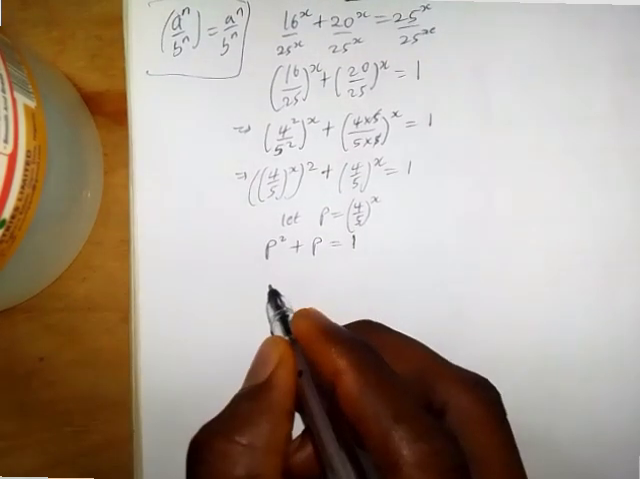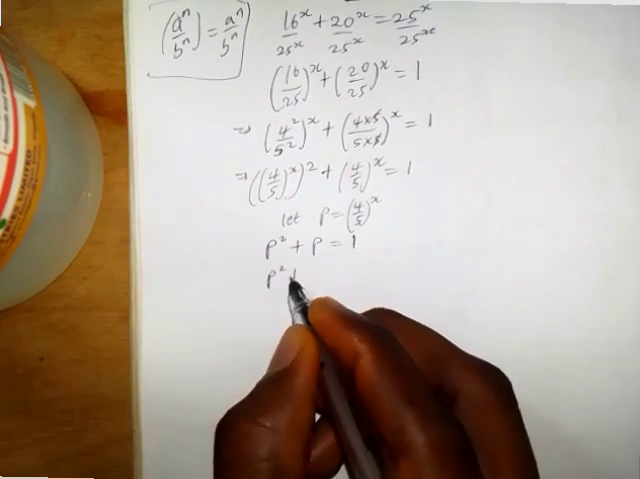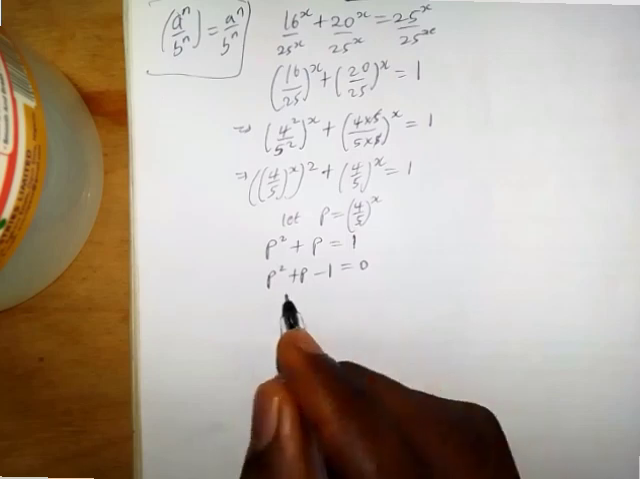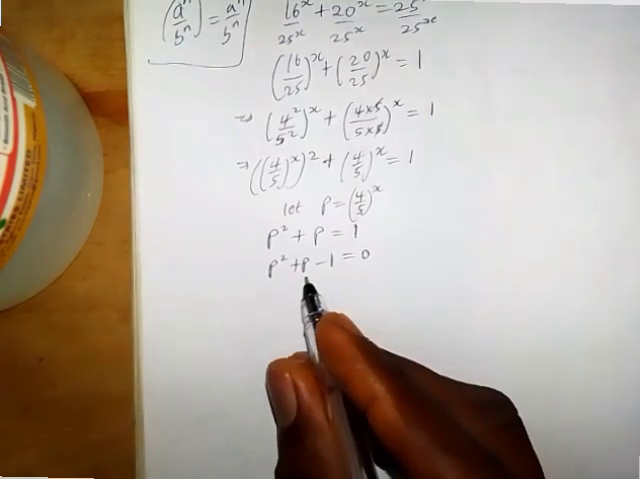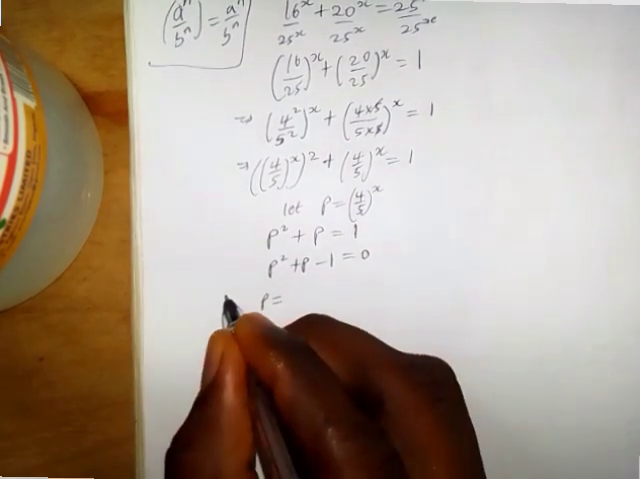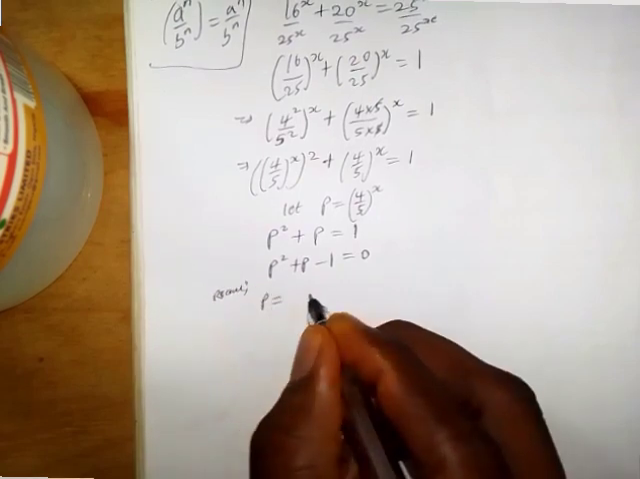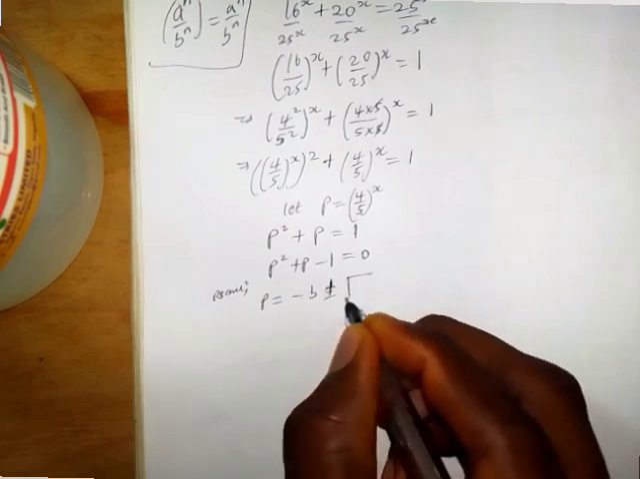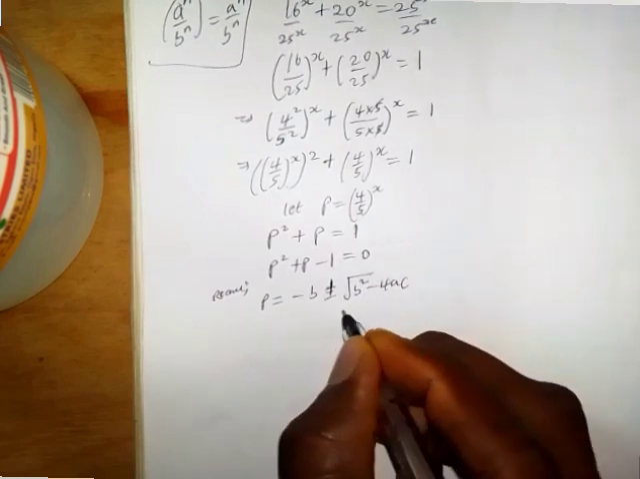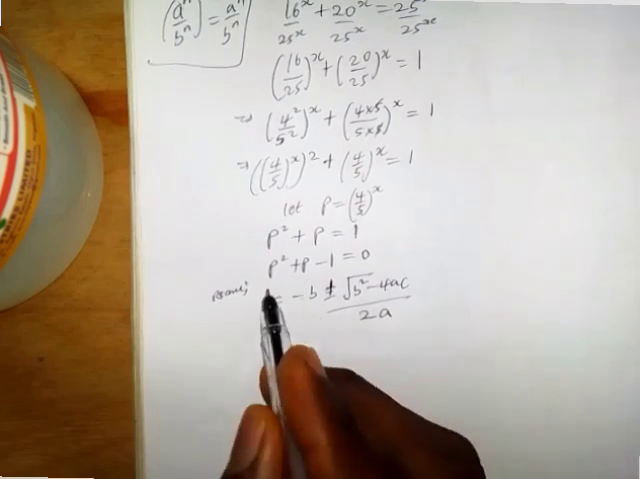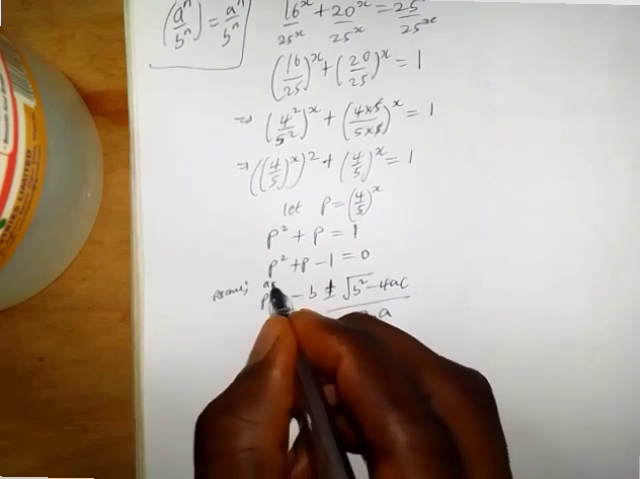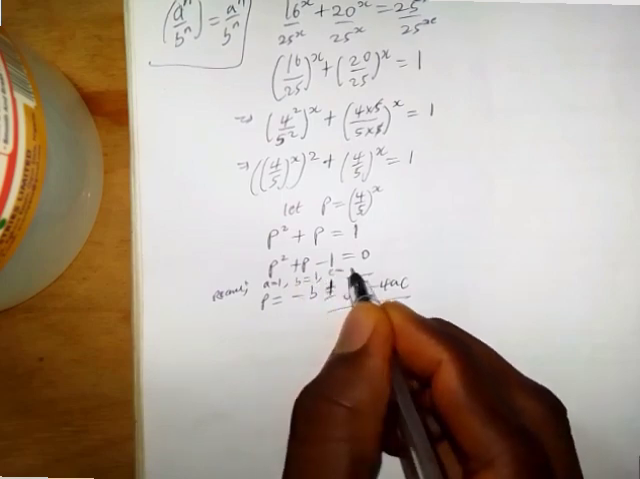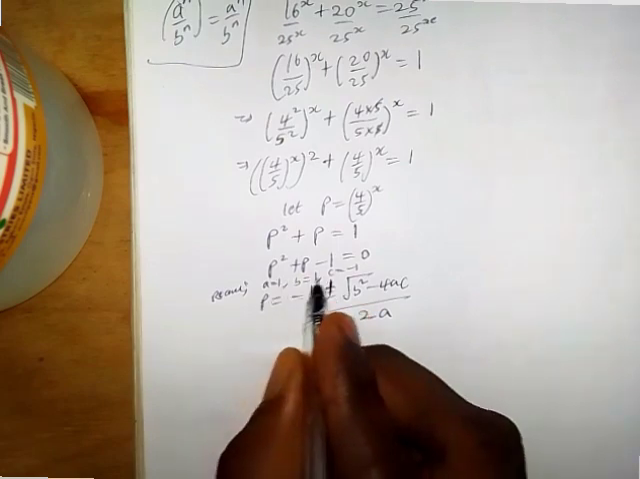Now, this is a quadratic expression. So we have p squared plus p minus 1 equals 0 when this guy comes to the left. This is not easily factorizable. We can use the quadratic formula to solve it. So we recall that p equals minus b plus or minus the square root of b squared minus 4ac, over 2a. Now the coefficient of p squared is 1, that is a equals 1. And here we have b equals 1 and c equals minus 1, which is the constant. So let's plug in these values here.